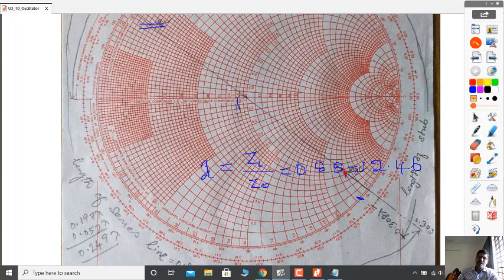You mark this point on the Smith chart. Once you mark the point, you draw a straight line from this point to the center of the Smith chart, and also extend the line in the opposite direction. This way also you extend it.